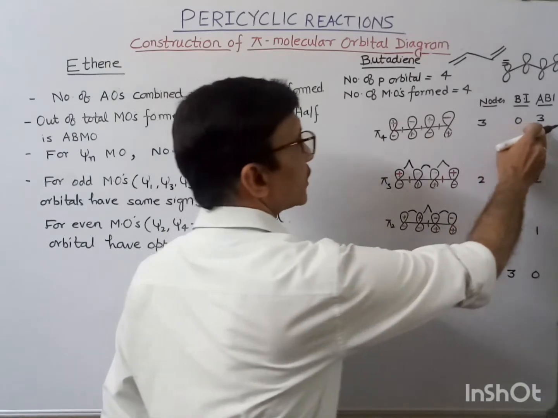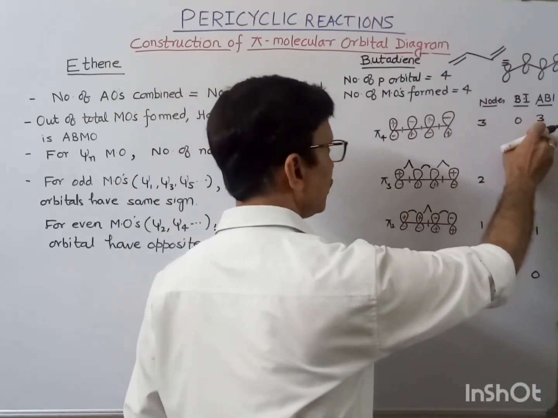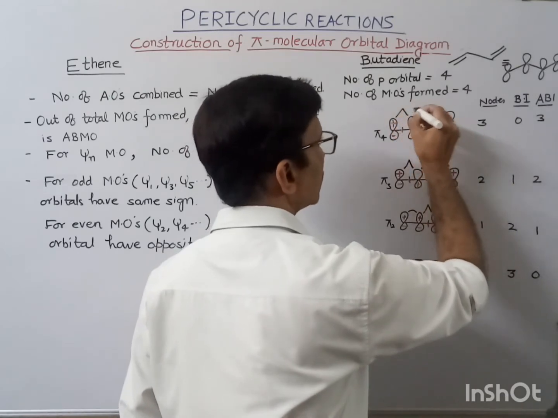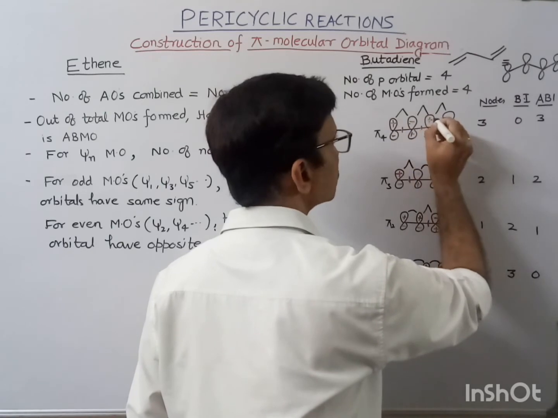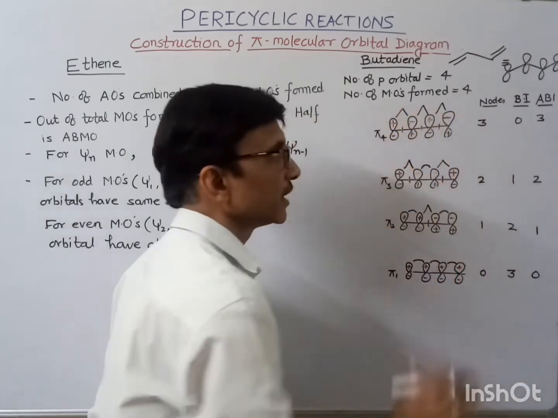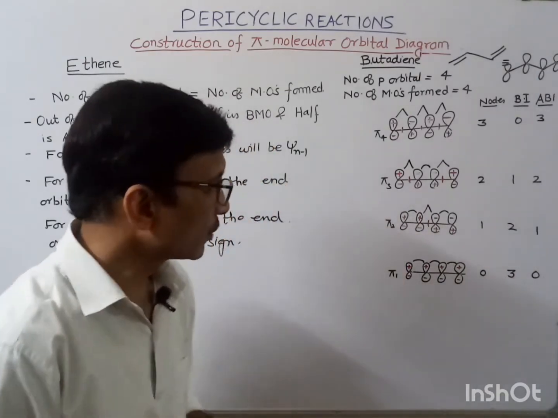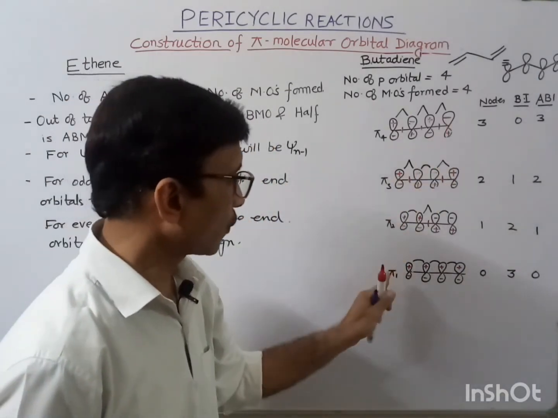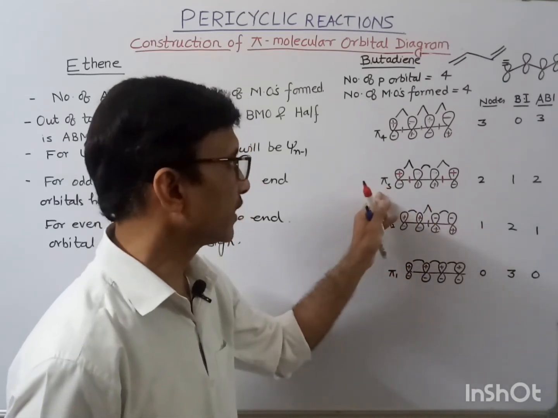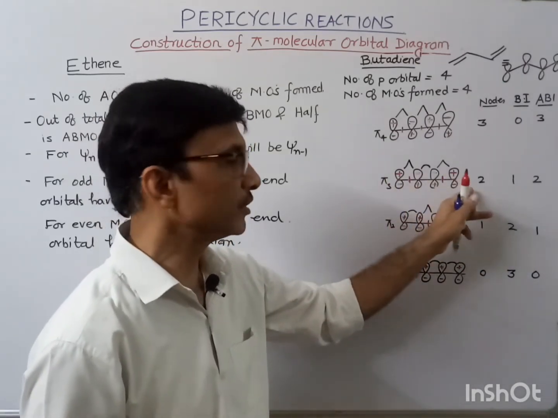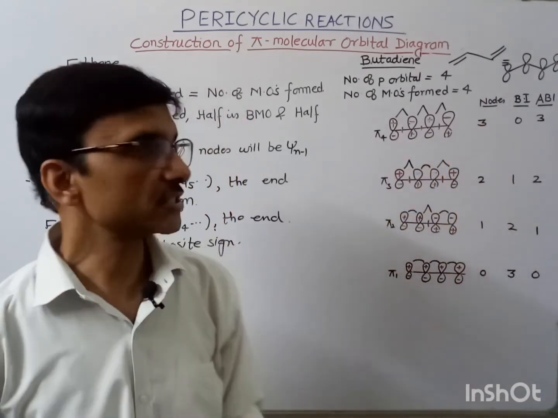And here, for the fourth, the number of anti-bonding interactions is 3. So this is 1, this is 2, and this is 3. Plus minus, minus plus, plus minus, like this. 3 anti-bonding interactions. Okay, so hope you understood. So nodes for pi 1 is 0, for pi 2 is 1, for pi 3 it is 2, for pi 4 it is 3, like this.